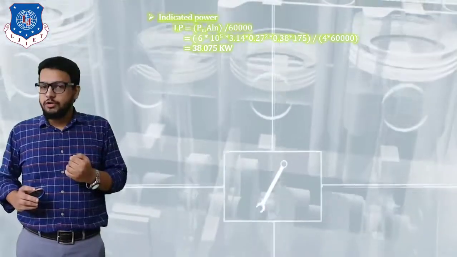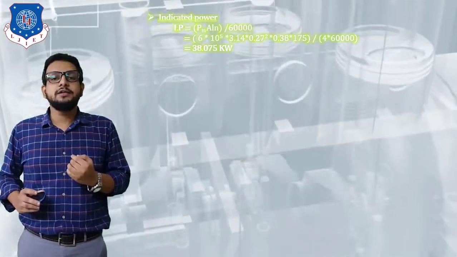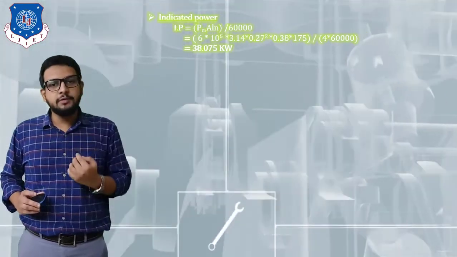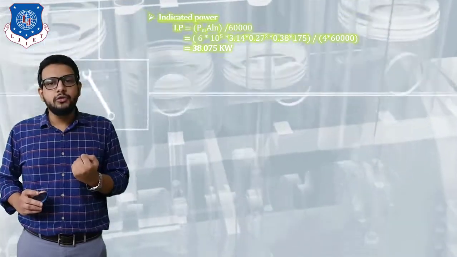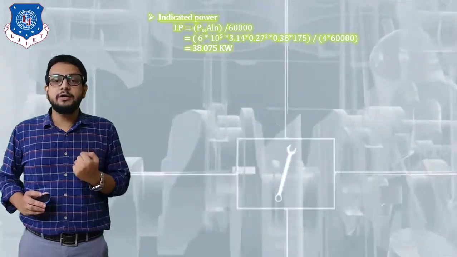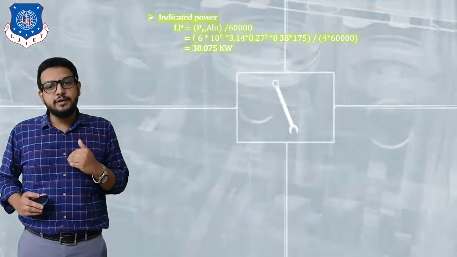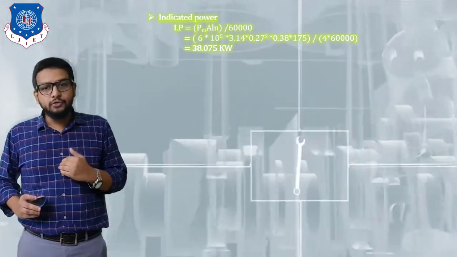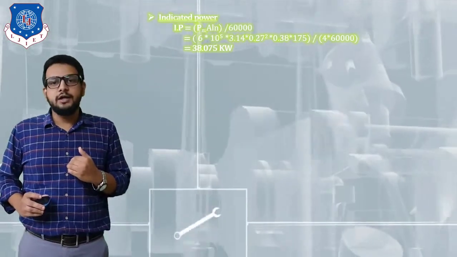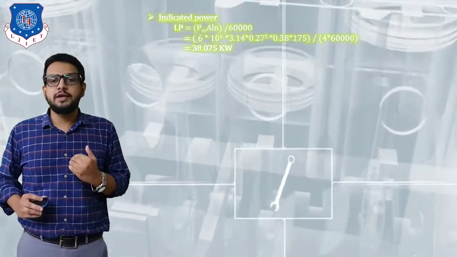Substituting all the values, pressure is written as 6 into 10 raised to 5. Then the area of a cylinder will be pi by 4 d square or pi r square. So I have written pi as 3.14 into 0.27 the whole square. Now this 0.27 is a diameter, so I have divided by 4: 0.27 the whole square divided by 4. Into stroke length, which is 0.38, into small n, that is 175, upon 60,000. So the final answer of indicated power is 38.075 kilowatt.